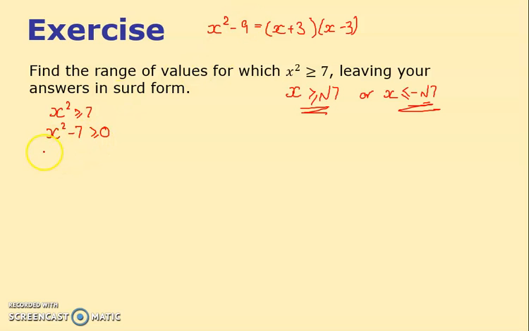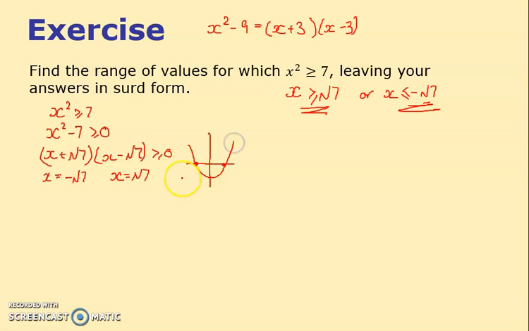Now, this is not so nice. But I can write x plus root 7 if I want, and x minus root 7, because root 7 times root 7 is 7. It's not so pretty though. When is that greater than or equal to 0? We kind of know this is going to give me x is minus root 7 and x is root 7 when I draw the graph. So if I draw the graph very briefly for you, minus root 7 is about there, root 7 is about there. It's an x squared graph, so there you go, minus root 7 and root 7.